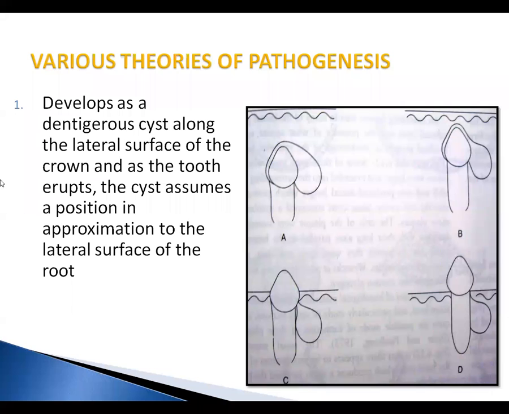So you can see in the picture, diagram A represents a tooth structure with a cyst occurring laterally at a lateral surface. Here is the epithelial lining, and when this tooth erupts in the oral cavity through the gingival region, then this cyst goes lateral. So a lateral dentigerous cyst can convert into a lateral periodontal cyst. So this is the first theory.